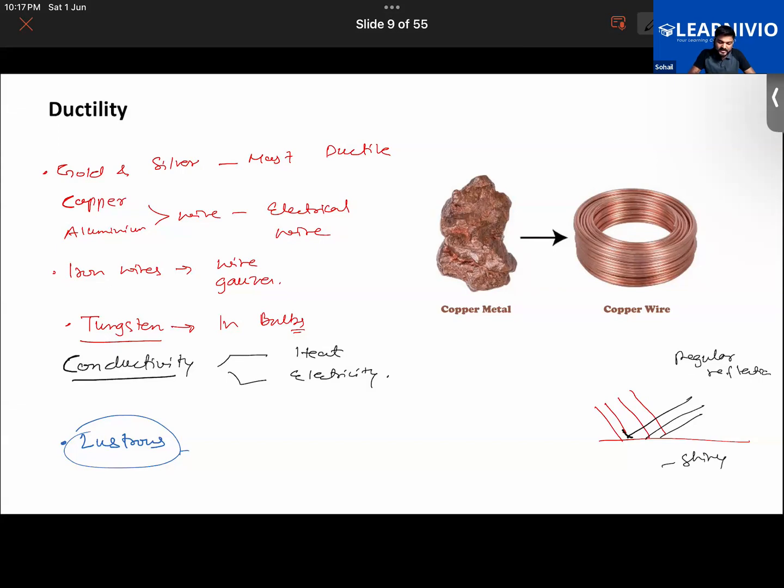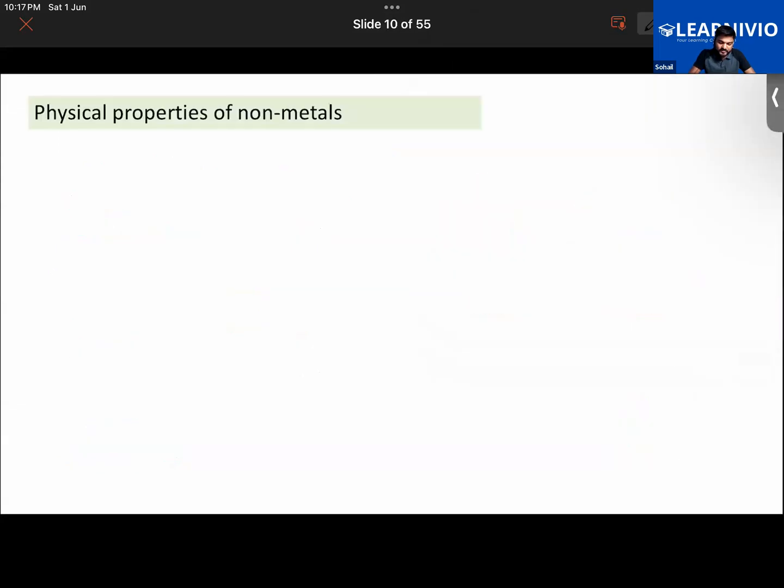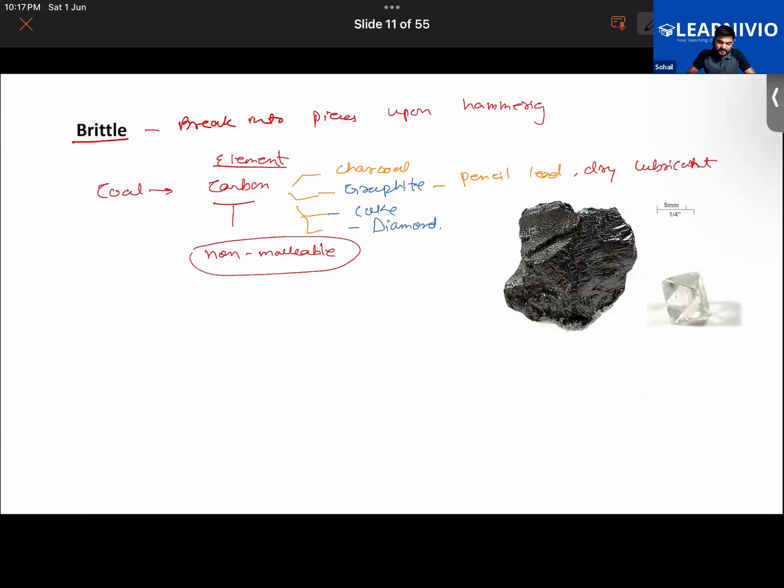When you look at a non-metal, you will get to know that the reflection that takes place from it might go in this direction, or like this, or like this. Although all the rays are coming parallel to each other, they get reflected into random directions, not in a particular direction. So that is irregular reflection.